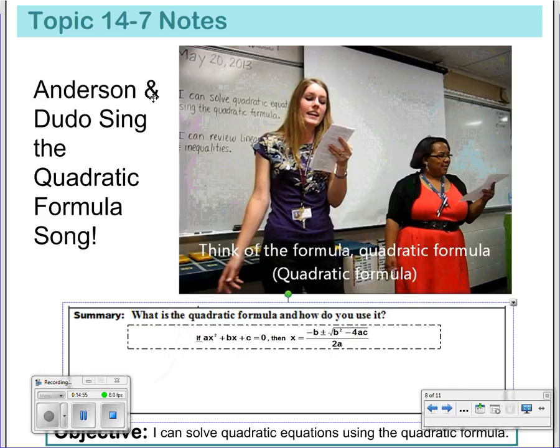So the last thing is our summary. What is the quadratic formula and how do we use it? You have one way of doing it as far as that x equals the opposite of b plus or minus the square root of b squared minus 4ac all over 2a.